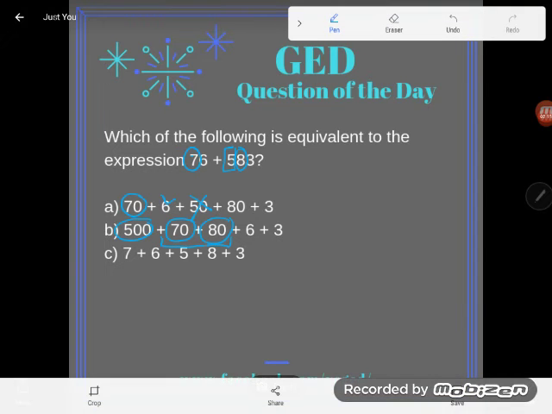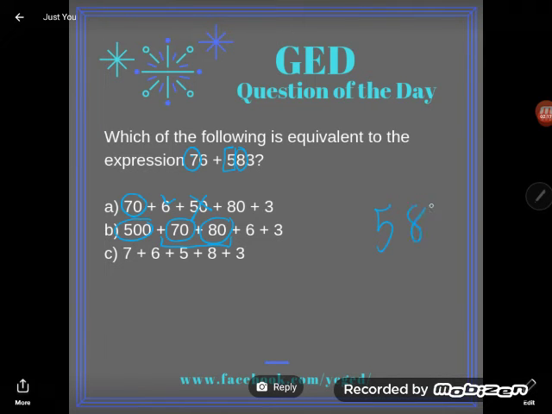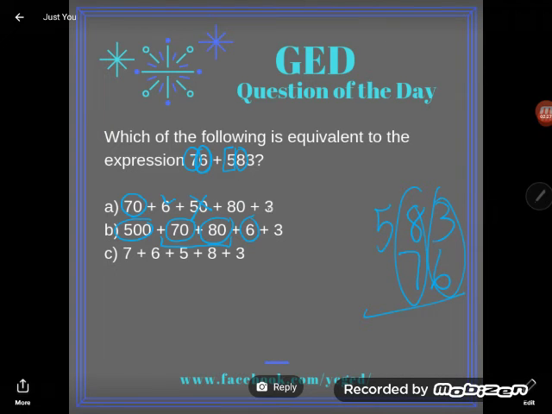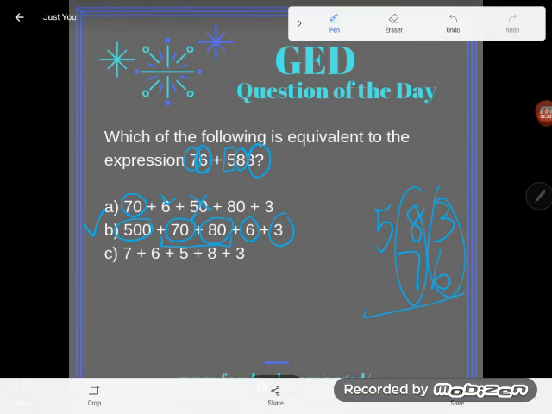And sure, they group the tens together. That's kind of like what we do when we line up numbers to add them. We group the ones with the ones and the tens with the tens. And then you can see here that we have the 6 from this one's ones place, and the 3 from this one's ones place. This one's looking good to me. Let's just check C to make sure.